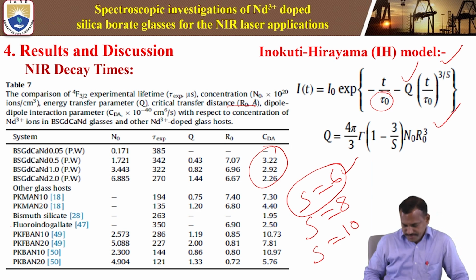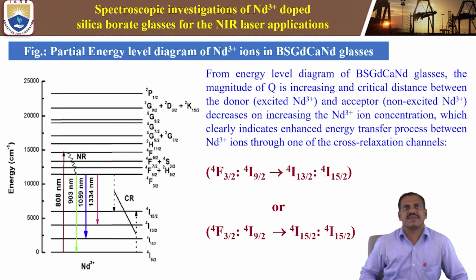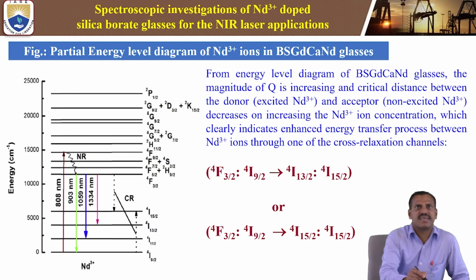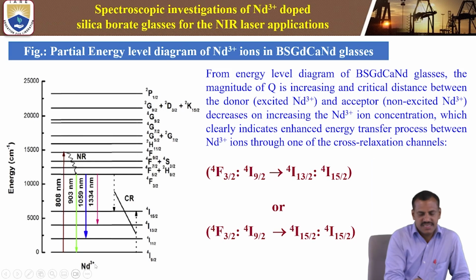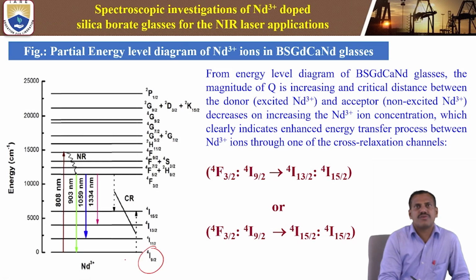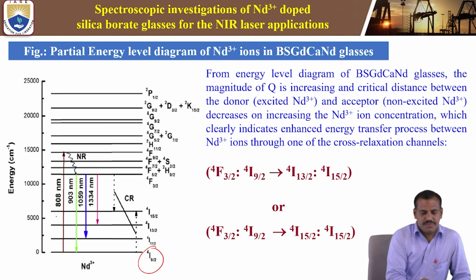systems. Next, coming to the partial energy level diagram of Nd3+ ions, in Nd3+ doped gadolinium calcium silicaborate glasses. This is the energy level diagram of Nd3+ ions. This is the ground state, 4I9/2, of the Nd3+ ions and the different excited states. See here, for near infrared emission we are working with 808 nanometer excitation. We are observing three emissions: one at 903 nanometer, another at 1059, and another at 1334 nanometer.